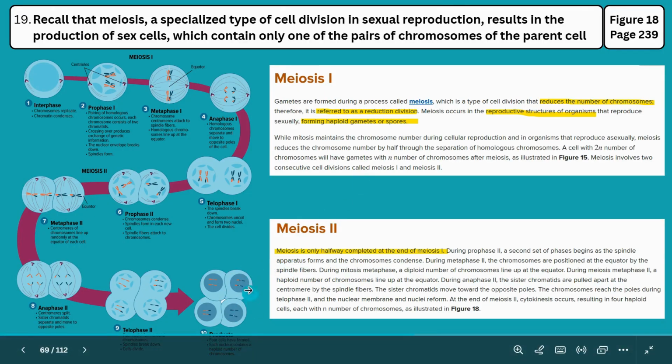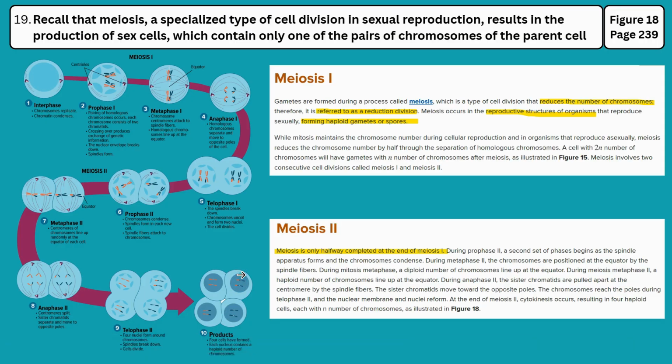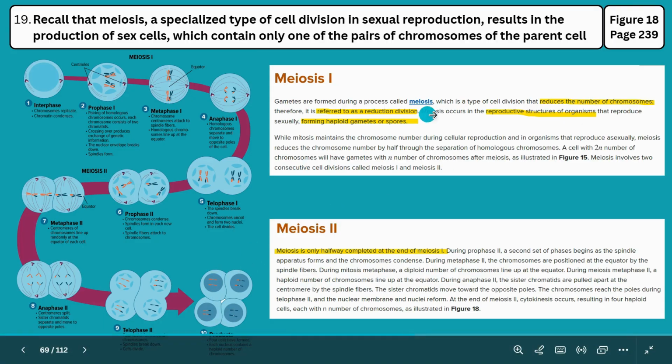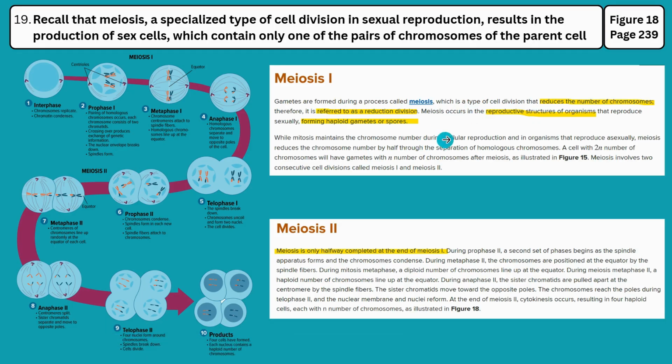This happens in the sex reproductive organs, where reproductive cells are being formed. In this type, reduction is taking place. It is reducing the number of chromosomes. In mitosis, the number was not reducing. Here, the number is reducing. It is becoming haploid. It is referred to as reduction division. So meiosis is also called reduction division.